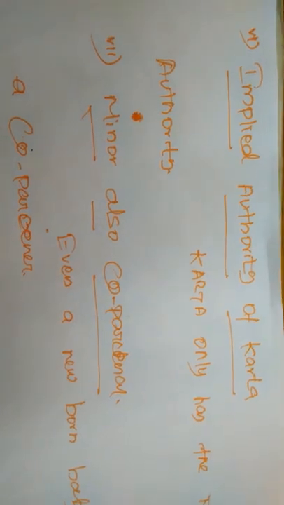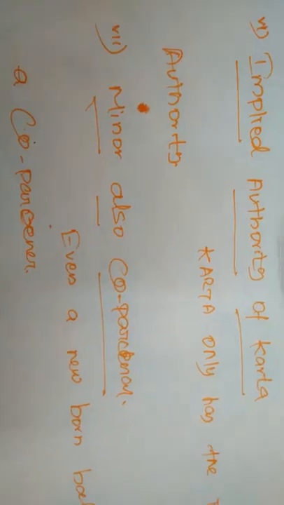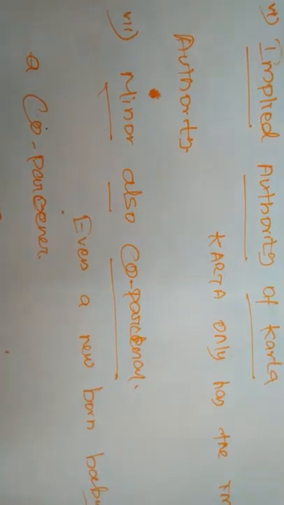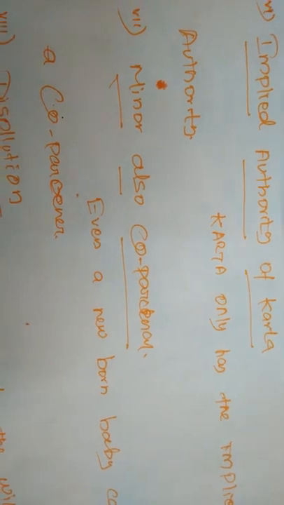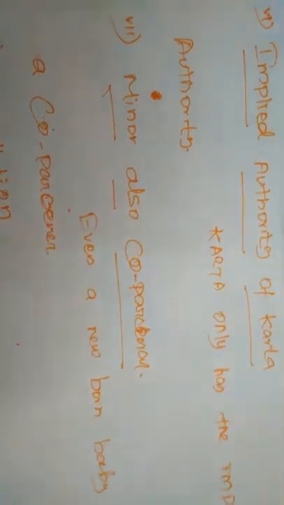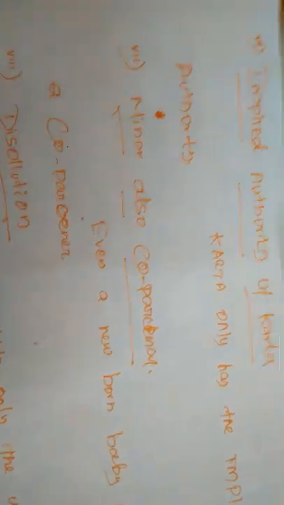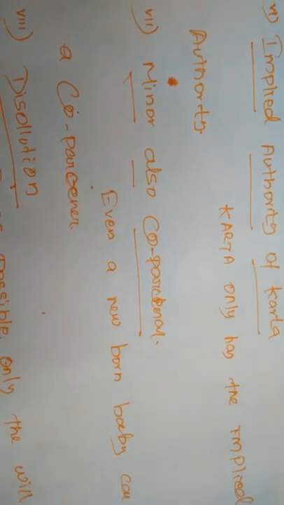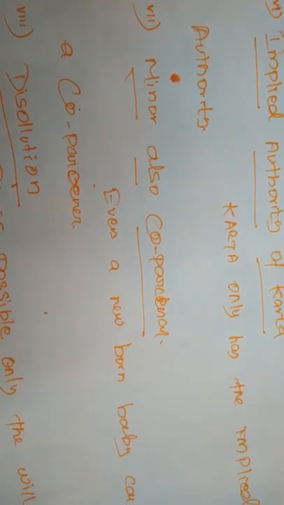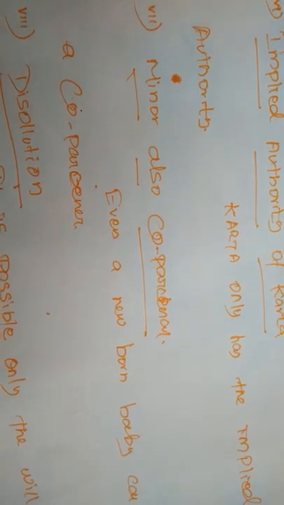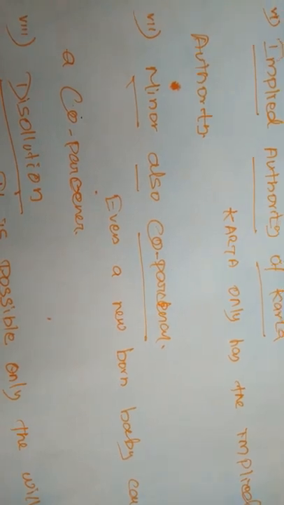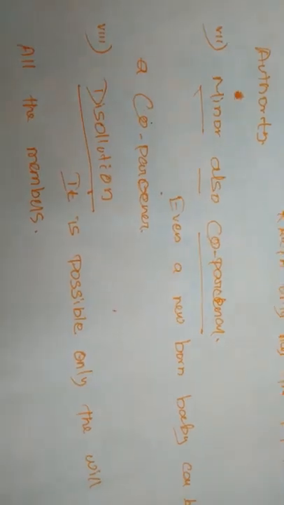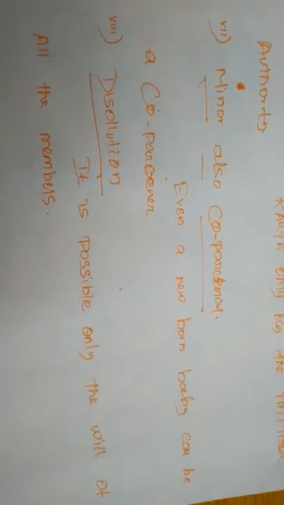Next, implied authority of the Karta. Implied authority means the separate power or separate entity of the Karta. In this Hindu undivided family organization, the Karta alone has the implied authority. That is, he alone has the full right to make dealings with other business organizations or third persons. All other members will not make dealings with others or third persons.